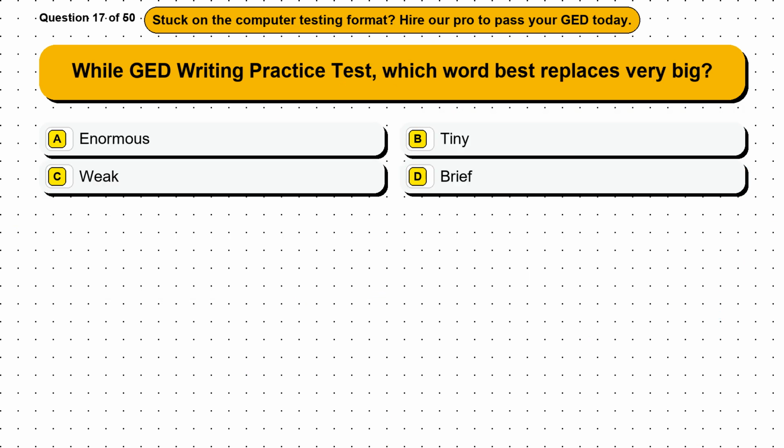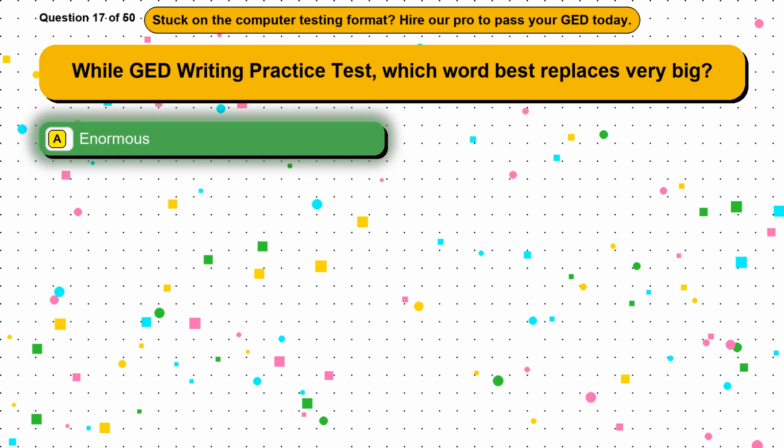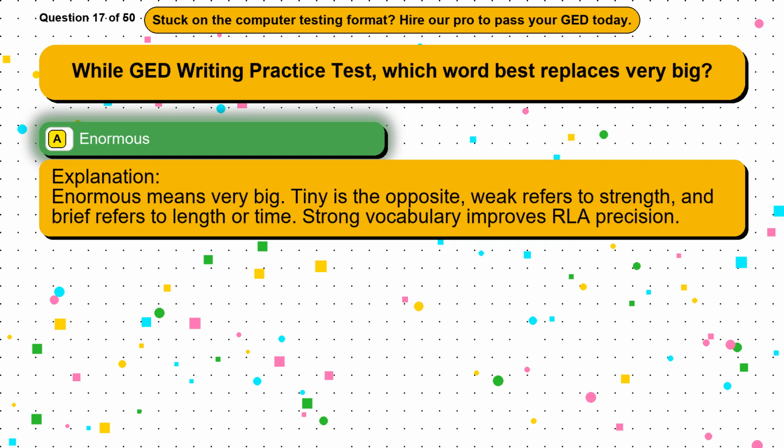Question 17. While GED Writing Practice Test, which word best replaces very big? Option A, enormous. Option B, tiny. Option C, weak. Option D, brief. The correct answer is option A, enormous. Enormous means very big.